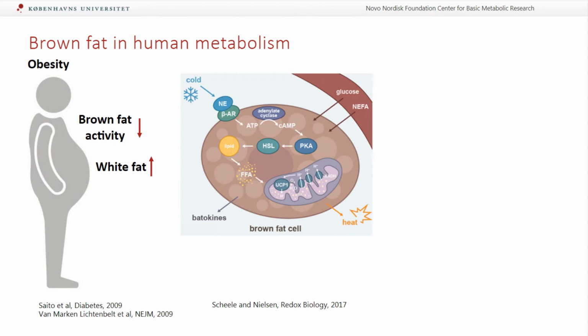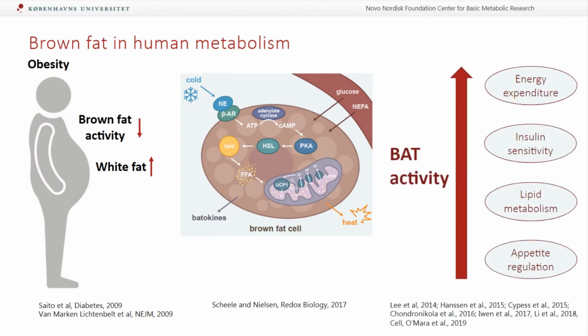So in the brown adipocyte, when it's active, it also takes up glucose and lipids from the circulation. This is why when brown fat is active, we have an increase in energy expenditure, and it also affects insulin sensitivity, lipid metabolism, and has an effect on appetite regulation. Some of these effects are also more indirect and can be mediated by factors that are produced and secreted from the brown fat cell, which are called cytokines, which we will talk a little bit more about later in this presentation.